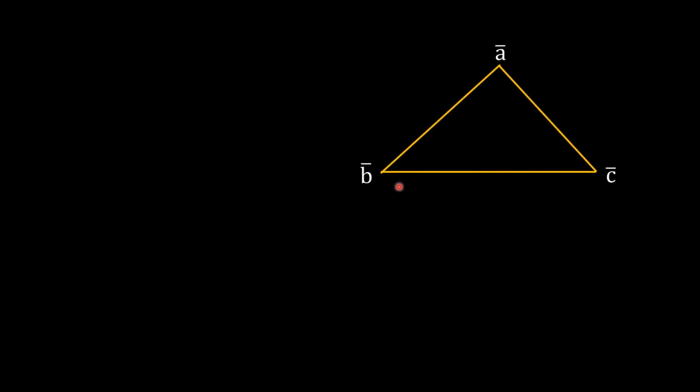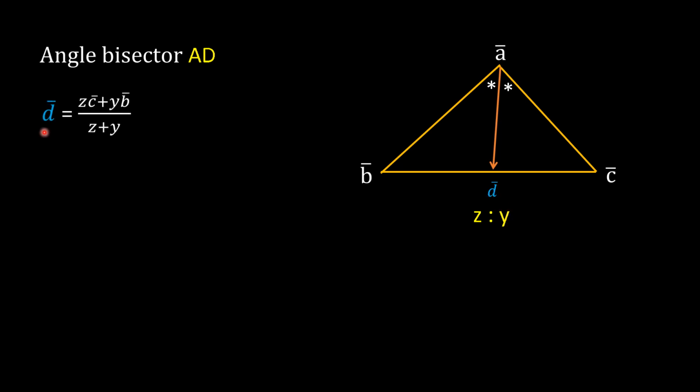We have triangle ABC. For angle bisector AD, D cuts side BC in the ratio Z as to Y. Therefore, position vector D bar will be D bar equals ZC bar plus YB bar upon Z plus Y.